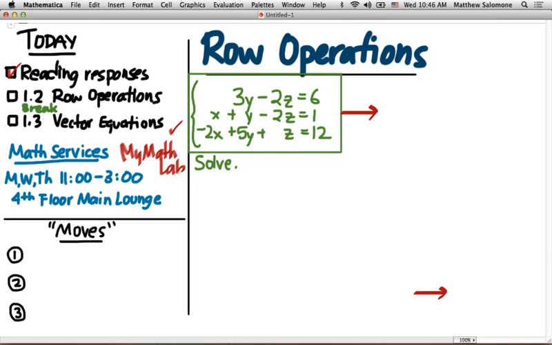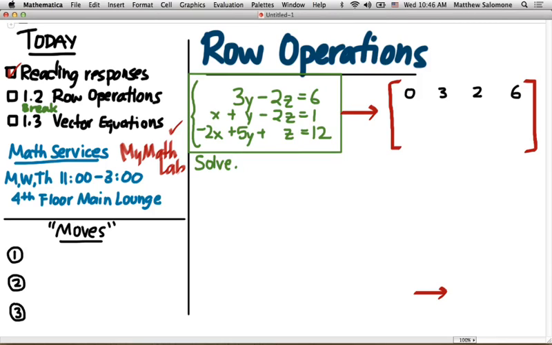So we're starting with this system of equations. But let's boil it down to its basics before we get underway. Let's get rid of all the variables and put the focus on the coefficients. So my first equation, 3y minus 2z equals 6. What coefficients do I pull out of that? 0, 3, negative 2, and 6. So the coefficients of x, y, z, and then the constant.